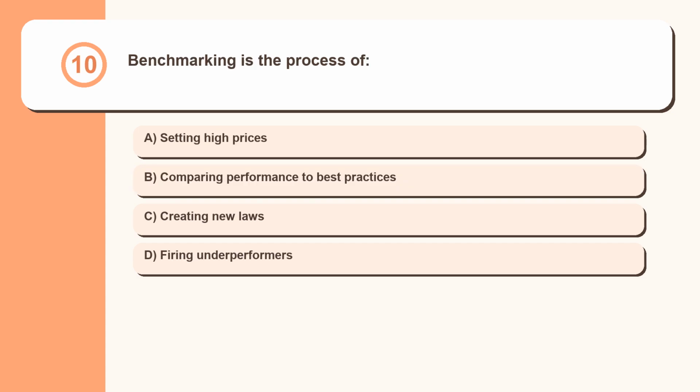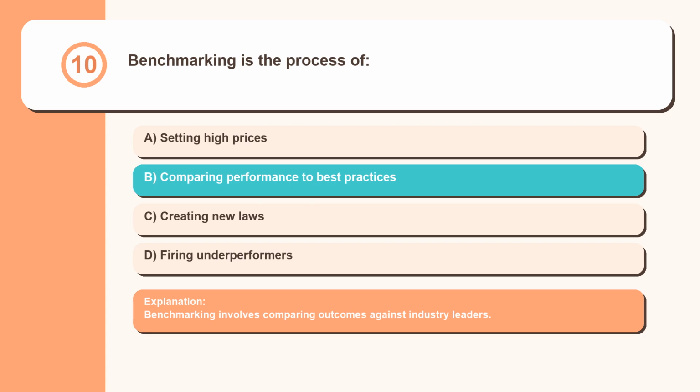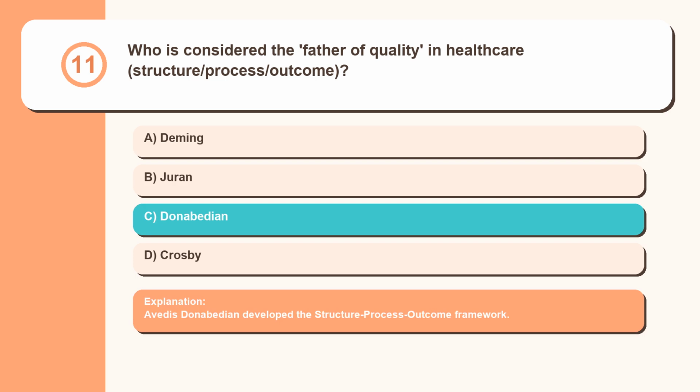Question 10. Benchmarking is the process of setting high prices, comparing performance to best practices, creating new laws, firing underperformers. Benchmarking involves comparing outcomes against industry leaders. Question 11. Who is considered the father of quality in healthcare? Structure/process/outcome. Deming, Juran, Donabedian, Crosby. Avedis Donabedian developed the structure-process-outcome framework.